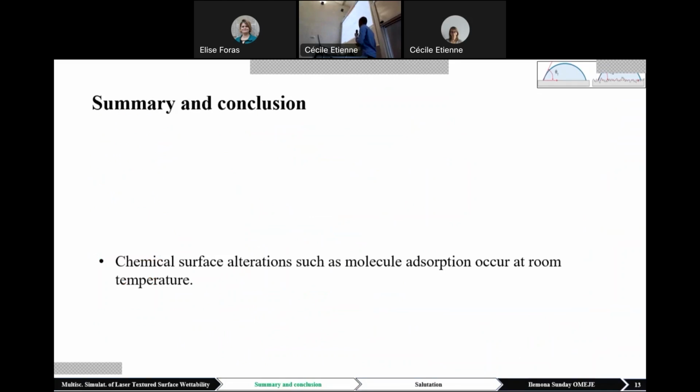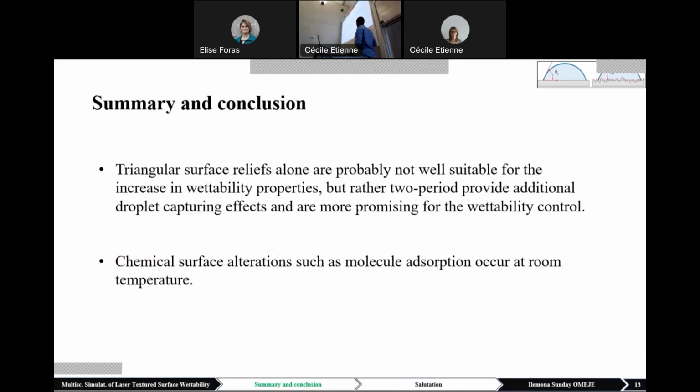What we could take home from this presentation is that triangular surface relief alone is probably not well suited for increasing wettability properties, but rather two periodic structures will help in capturing the effect on wettability, which is quite promising. Also, chemical surface alteration, such as molecular adsorption, occurs at room temperature, but at higher temperature we observe a different phenomenon entirely, whose result will be shared later in the next Manutech-SLEIGHT.